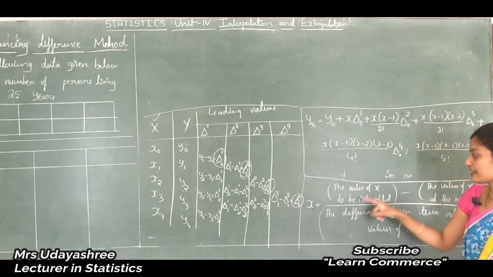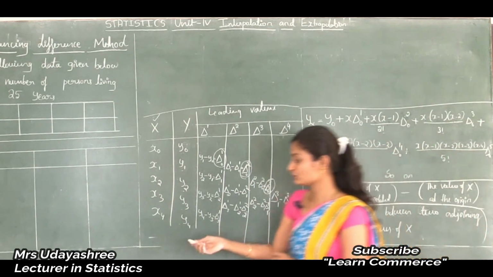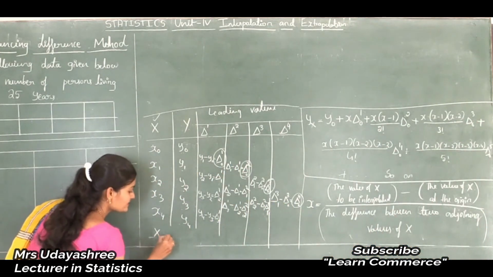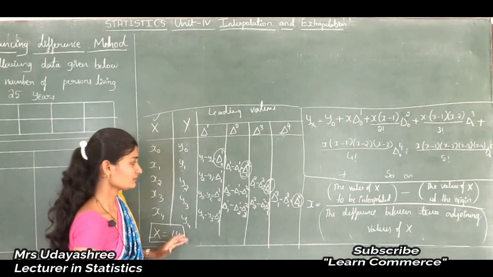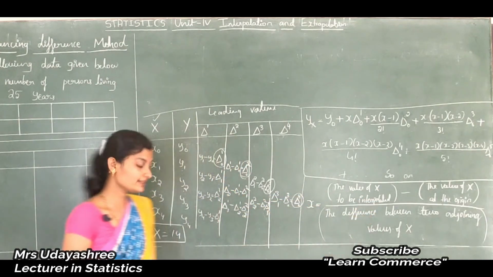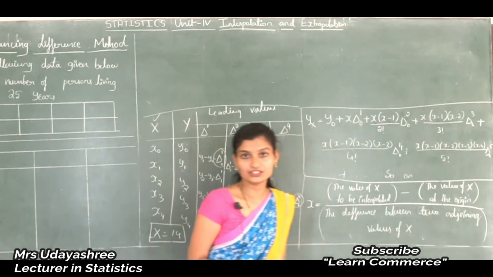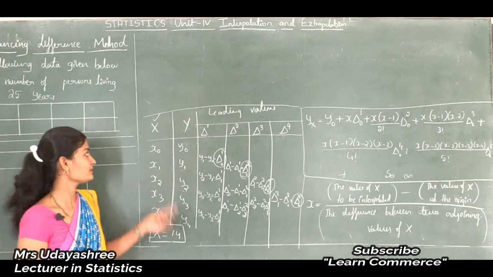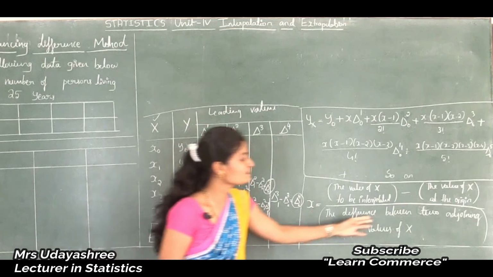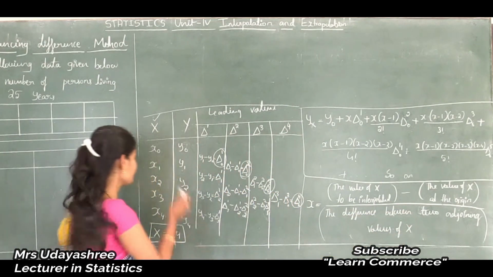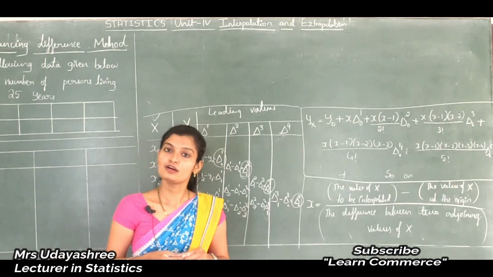The value of x to be interpolated, as I said earlier, here x is equal to 14. So we need to calculate this interpolated value, where 14 is the value of x to be interpolated. And the origin value of x is x naught, then h is the difference between two adjoining values of x. Okay, this is all about Newton's advancing method formulas.